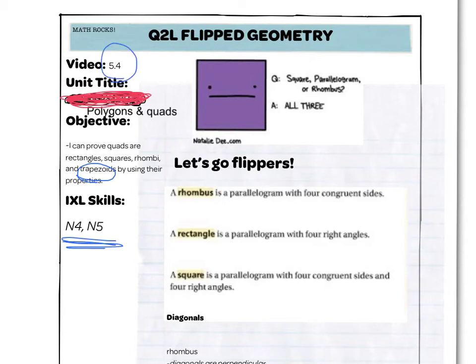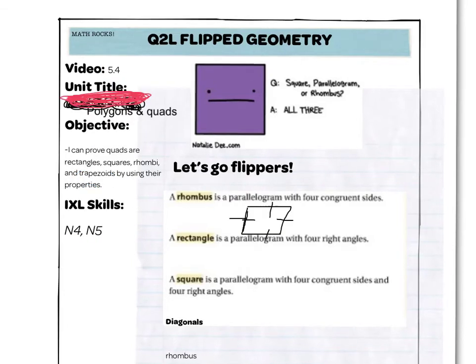So here we go with our first definition. A rhombus is a parallelogram with 4 congruent sides. So I'm going to draw a rhombus. And a rhombus, again, just has 4 congruent sides. A rectangle is going to be a parallelogram with 4 right angles. So if we think about what a rectangle is, it's got 4 right angles. And a square is going to be a parallelogram with 4 congruent sides and 4 right angles.